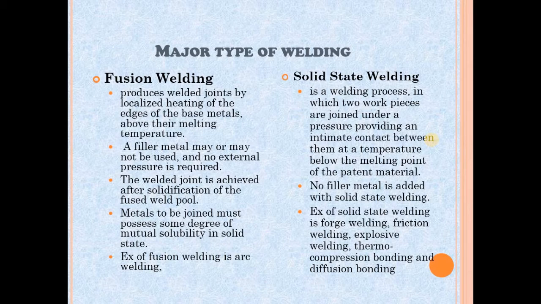As for solid state welding, it is a welding process in which two workpieces are joined under pressure, providing an intimate contact between them at a temperature below the melting point of the parent material. For solid state welding, no filler metal is added. Examples of solid state welding are forge welding, friction welding, explosive welding, thermocompression bonding, and diffusion bonding.